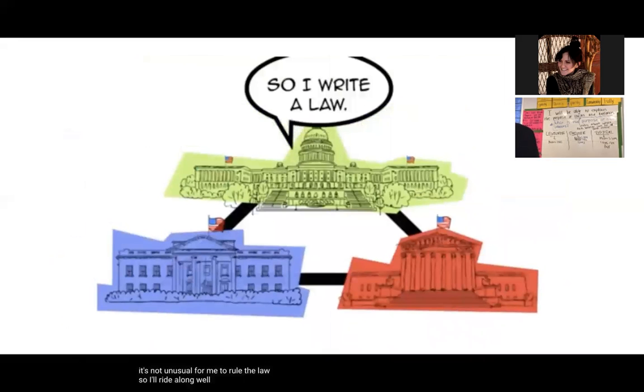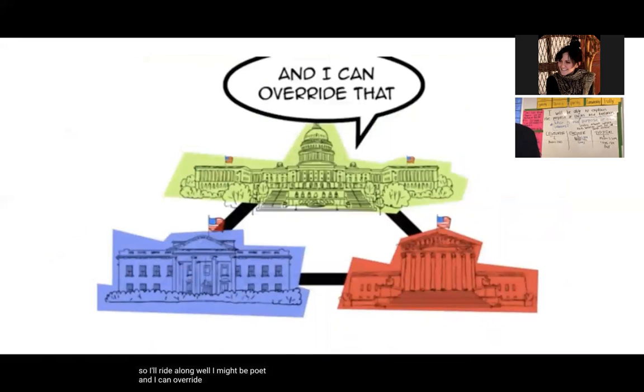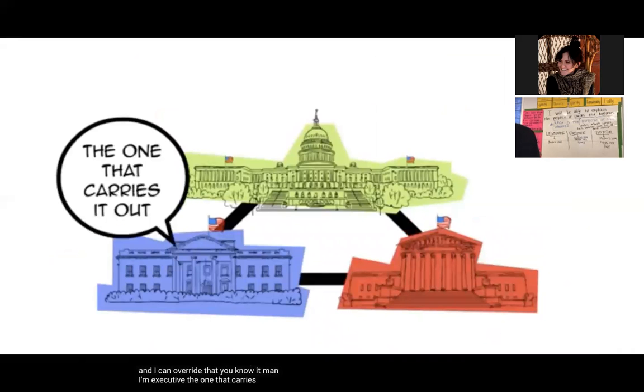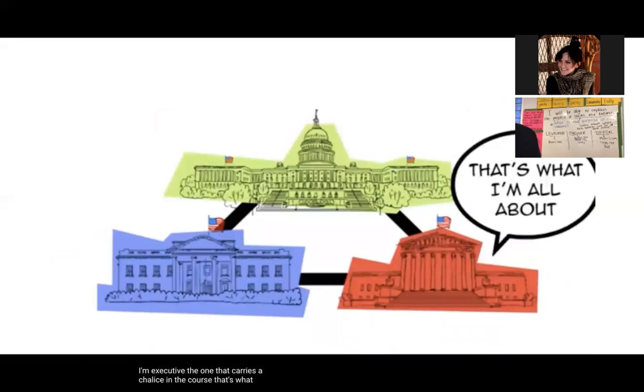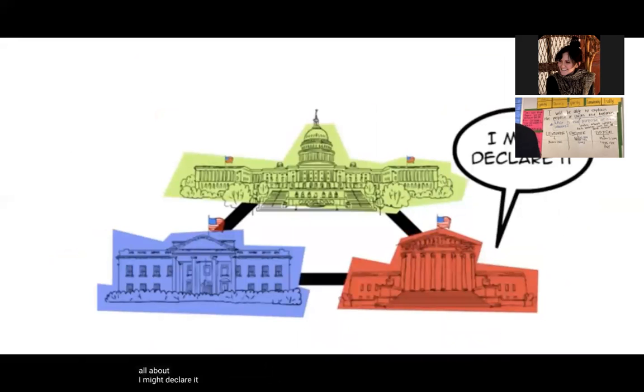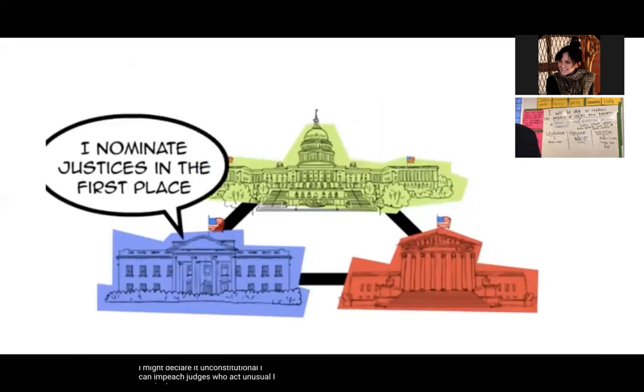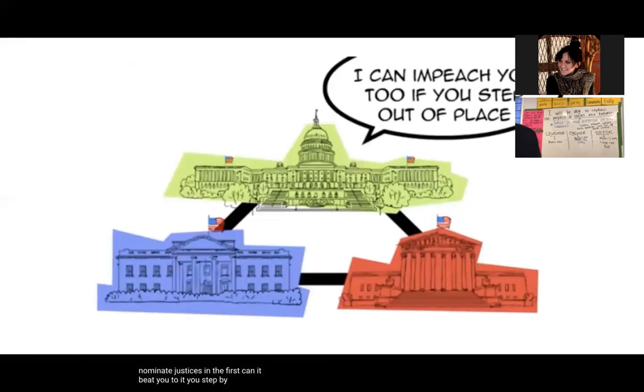So I'll write a law, well, I might veto it, and I can override that. You know it, man. I'm executive, the one that carries it out. It can get challenged in the courts, that's what I'm all about. I might declare it unconstitutional. I can impeach judges who act unusual. I nominate justices in the first place. I can impeach you too if you step out of place.